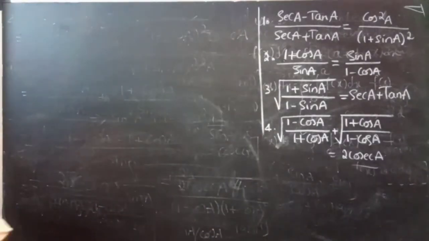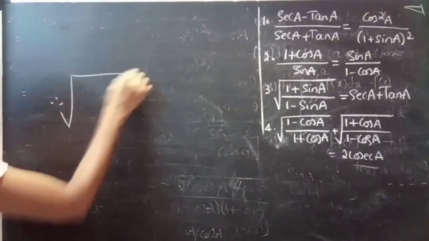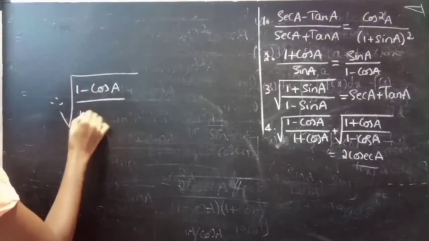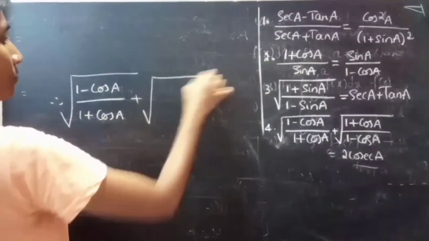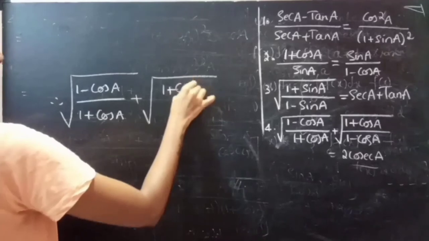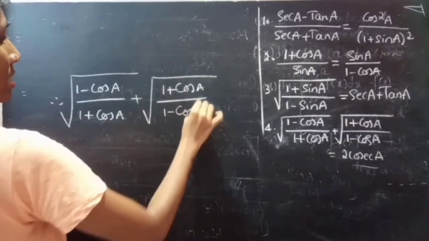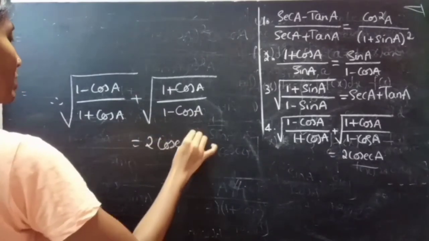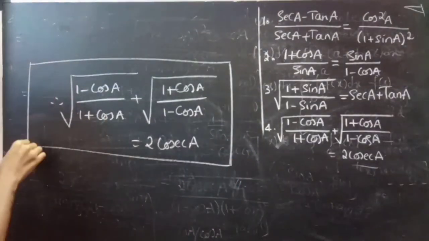So therefore, square root of (1 minus cos A) by (1 plus cos A) plus root over (1 plus cos A) by (1 minus cos A) equals 2 cosecant A. So this completes the fourth identity.